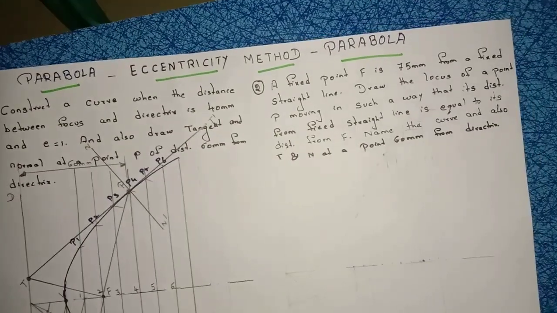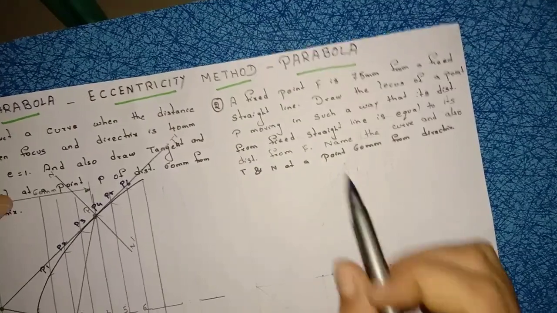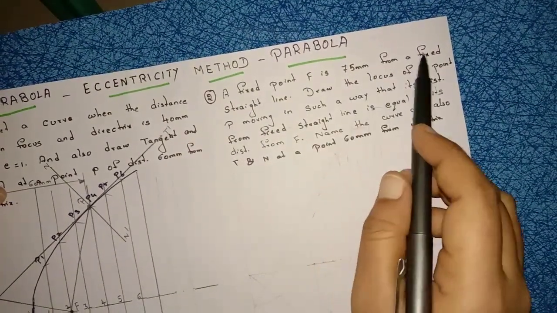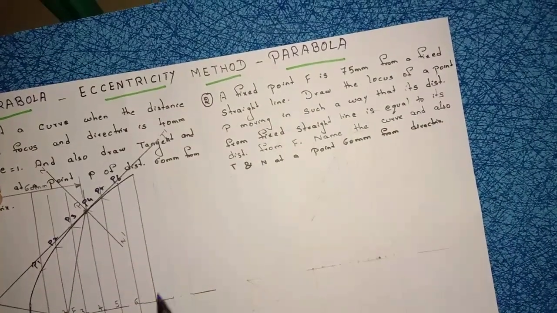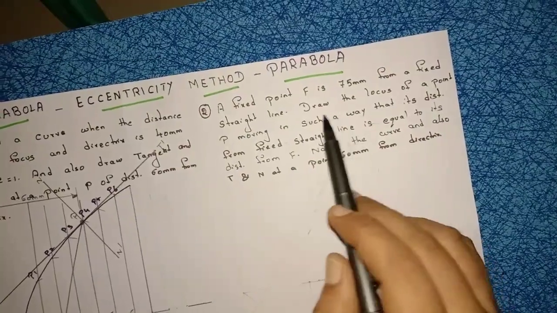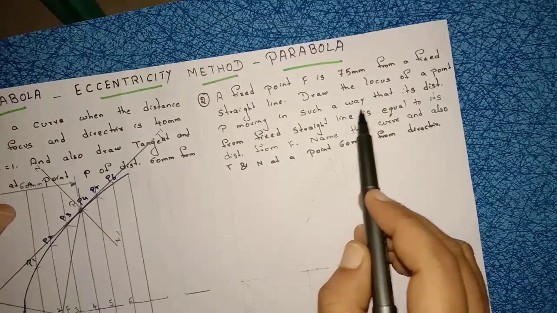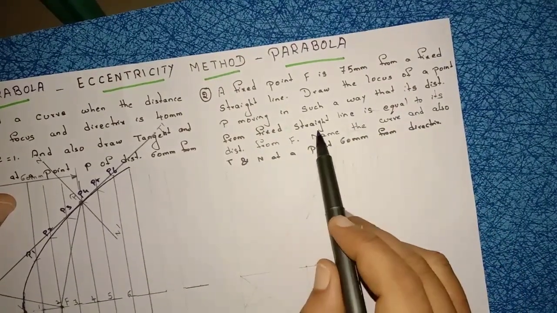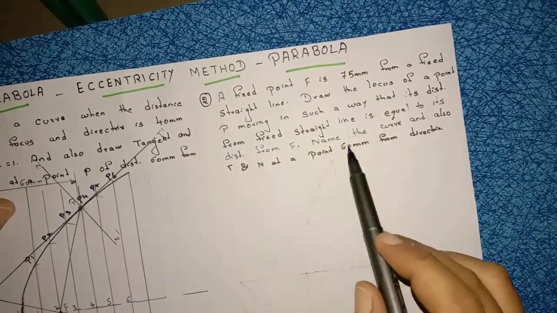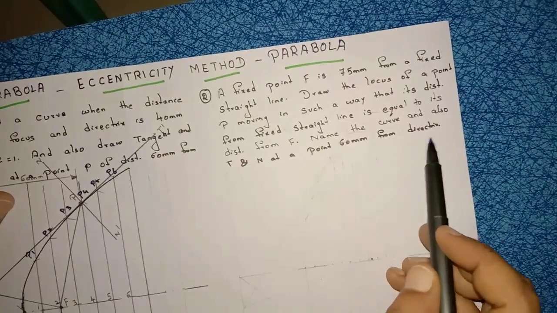In similar manner, we are having another question. A fixed point F is 75 mm from a fixed straight line. Draw the locus of a point P moving in such a way that its distance from the fixed straight line is equal to its distance from F. Name the curve and also draw tangent and normal at a point of 60 mm from directrix.